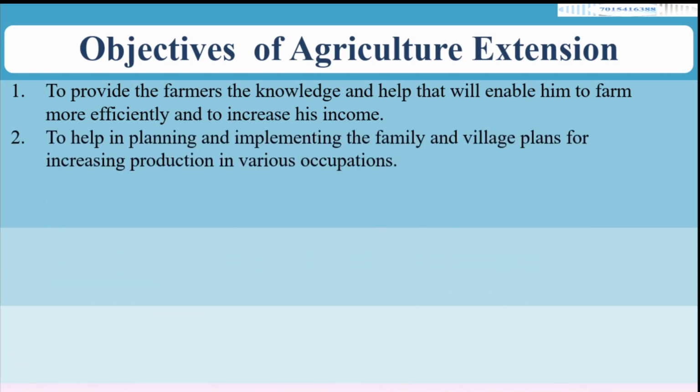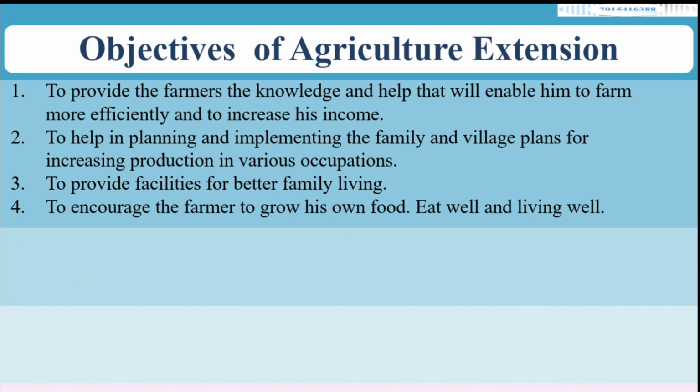Next is to help in planning and implementation of the family and the village plans for increasing production in various occupations. In various occupations farmers can increase their production. Okay, we have to give them a plan. Third is to provide facilities for better living. Fourth, to encourage the farmer to grow his own food. Okay, eat well and live well.